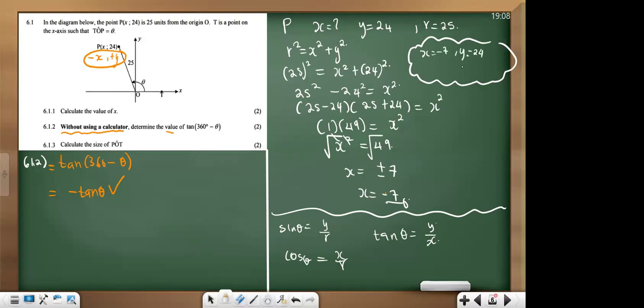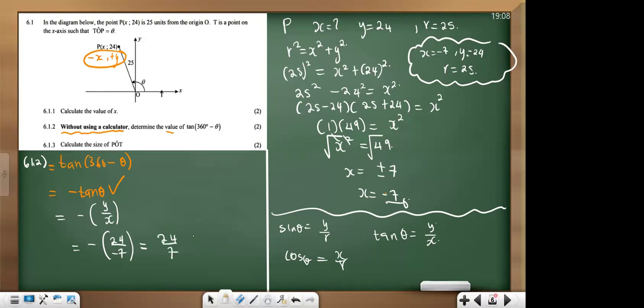Our r is 25. I believe that makes life easy. What is tan? Tan is negative y over x. Substitute, that will be negative 24 divided by -7. Negative and negative, they will cancel each other. I am left with 24 over 7.